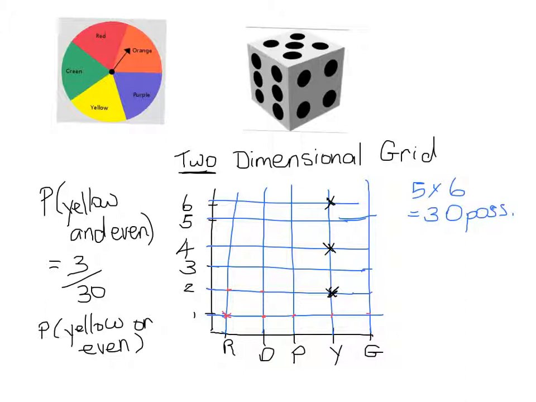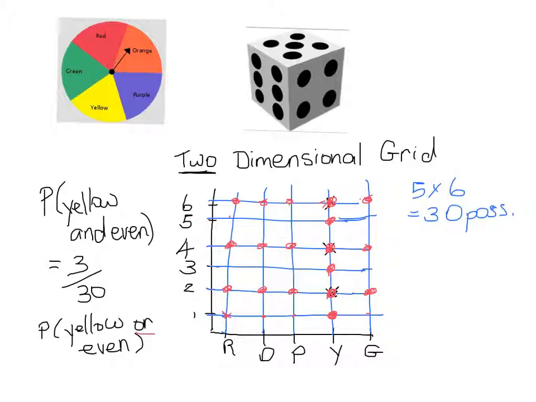So I will use a red circle. Everything that's yellow is 1, 2, 3, 4, okay? As well as, because of that word or, everything that's even. So we have these here. There are a bunch more, so let's fill those in. Every single thing that's even, as well as everything that's yellow.